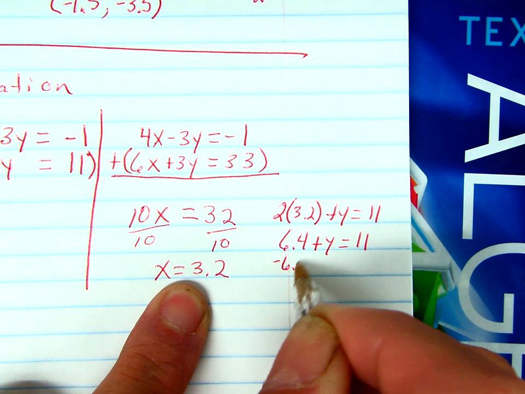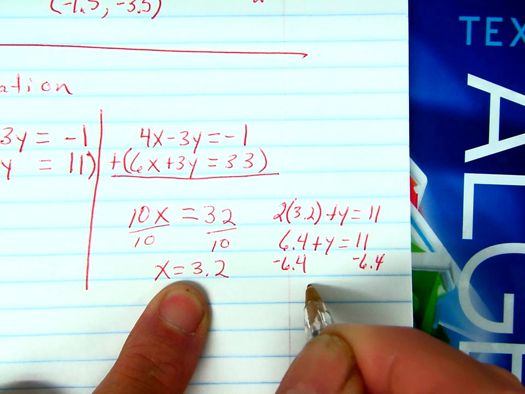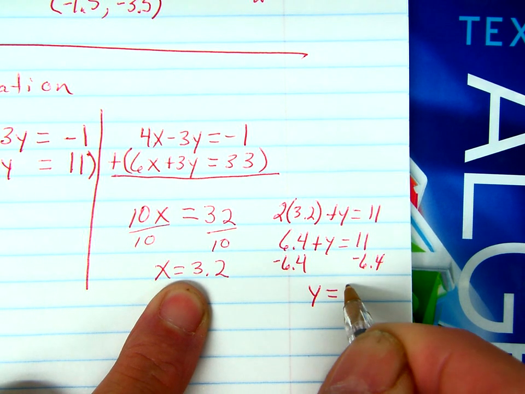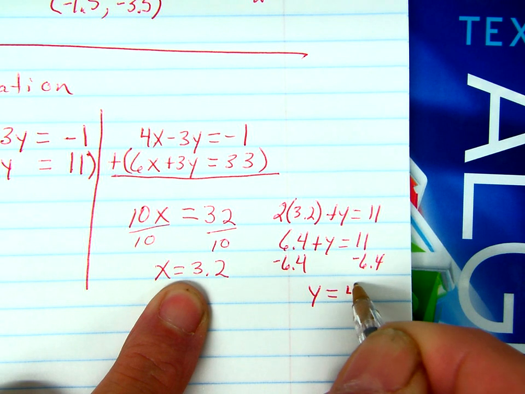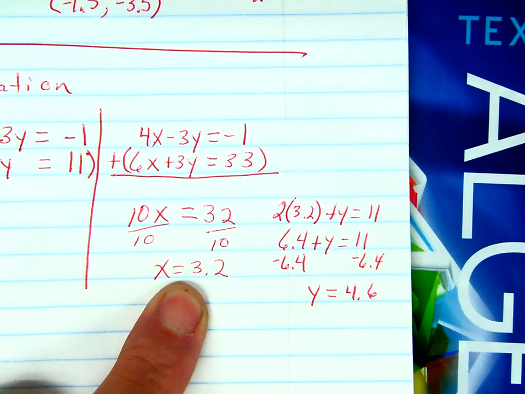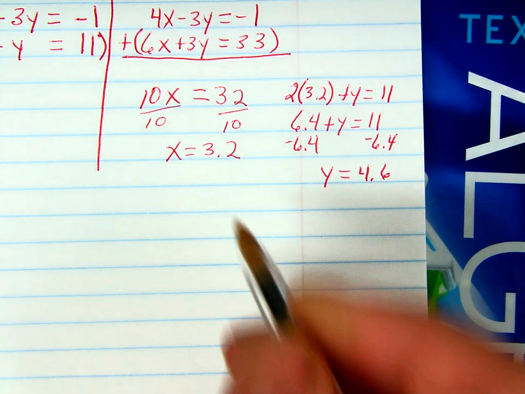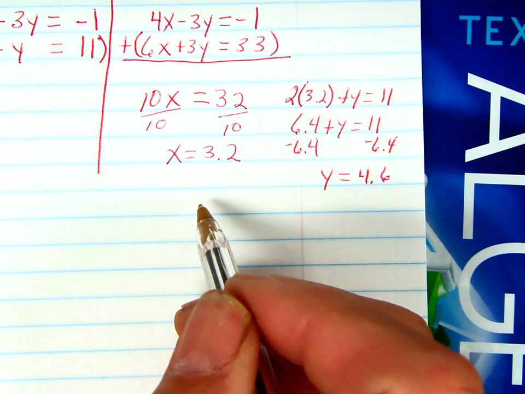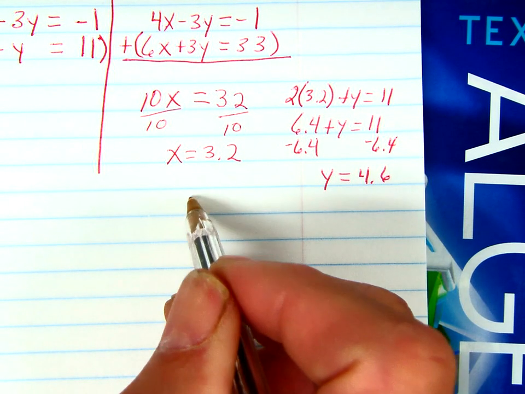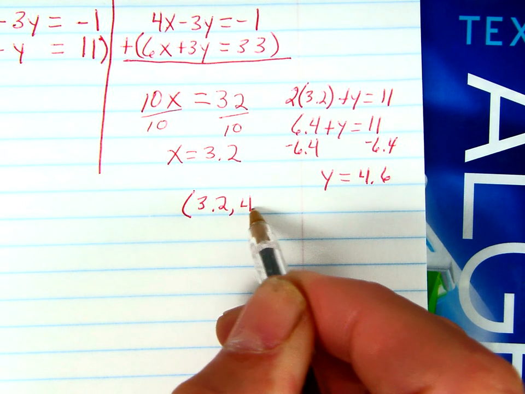Minus 6.4, minus 6.4. Y equals 4.6. You sure? It should be 4.5 and not 4.6. 4.6. Oh, it's 11. I thought it was 10. Sorry. So the solution is 3.2 comma 4.6.